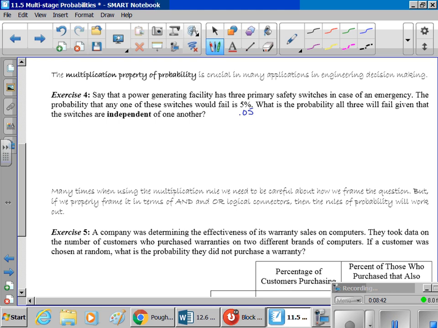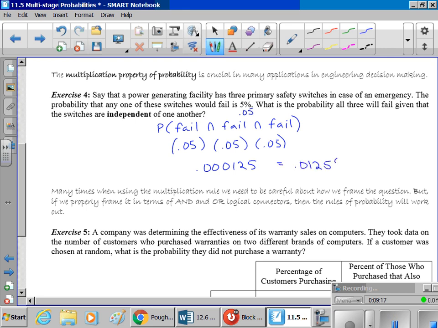So what is the probability all 3 will fail given the switches are independent of one another? So basically, what that's saying is that we want to know the probability of a failed switch and a failed switch and a failed switch. So what is that going to be? It's going to be 0.05 times 0.05 times 0.05, which is 0.000125. Or as a percent, remember it can still be a percent too, it can be 0.0125%. Looks a little better that way, but make sure you follow it with that percent sign.